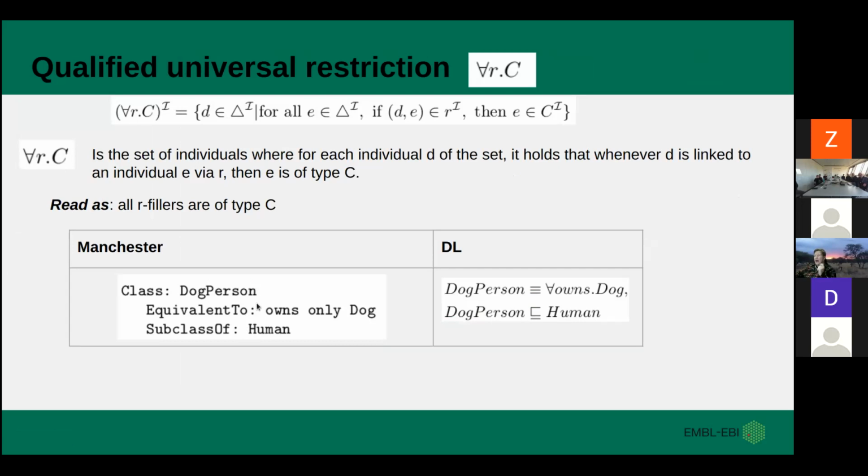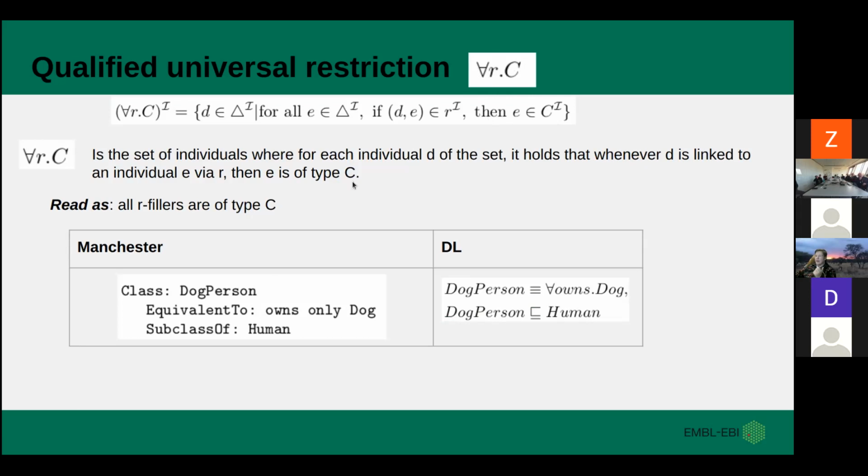So now let's say we want to model the situation where you have someone that has a strong preference for dogs, to the point that that's the only kind of pet that they will have. So we want to model an individual that only owns dogs. The way you can do this is with a qualified universal restriction. This is read as all R fillers are of type C, so for all R, our role or object property in this case, of type C.